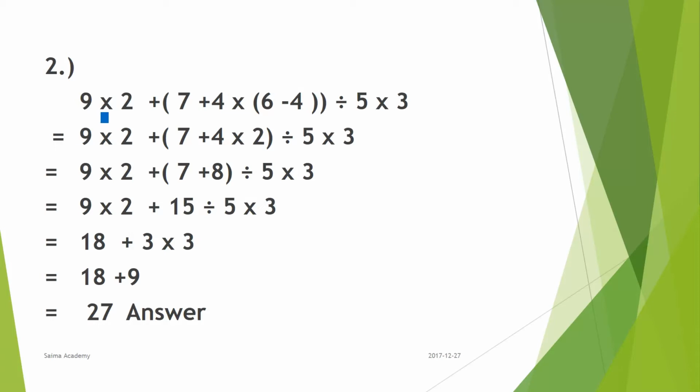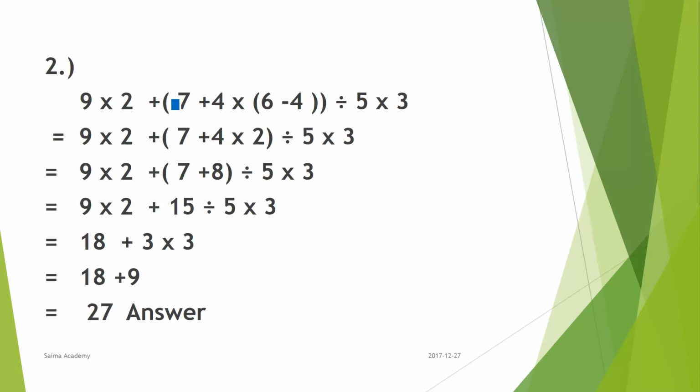Right? We will discuss one more question. Here you have to multiply 9 by 2, plus in parenthesis we have 7 plus 4 multiplied by another parenthesis with 6 minus 4, and then the parenthesis closes, divided by 5 multiplied by 3. In this question we have multiplication, addition, parenthesis, subtraction, division, almost all operations. So we have to follow PEMDAS. If you follow PEMDAS, there is zero chance that your answer will be wrong. Your answer will always be correct, but you have to follow PEMDAS or BEDMAS.